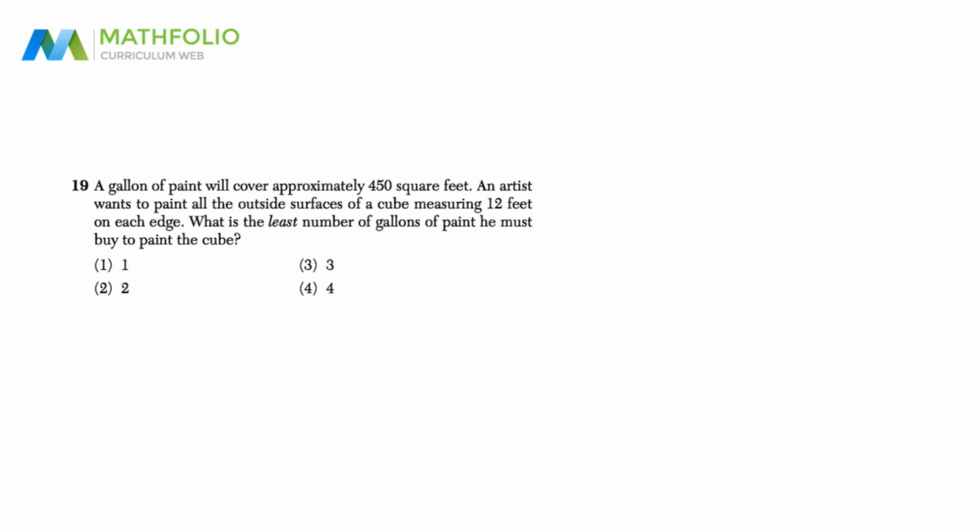Okay, number 19. A gallon of paint will cover approximately 450 square feet. So I'm going to stop and take that information. So 1 gallon is enough to cover 450 feet squared. An artist wants to paint the outside surfaces of a cube measuring 12 feet on each edge. So I'm going to quickly sketch that.